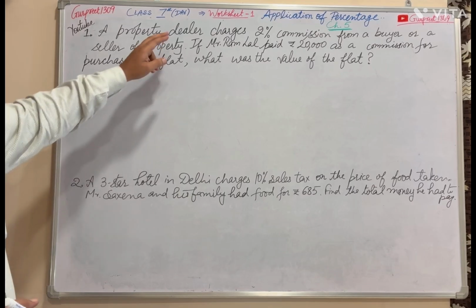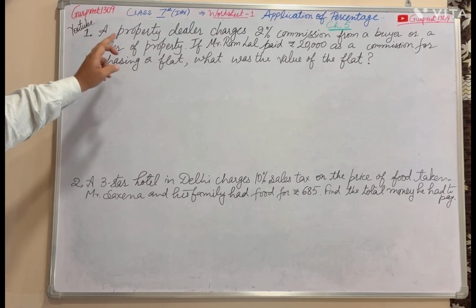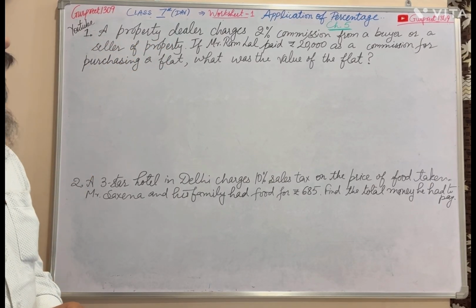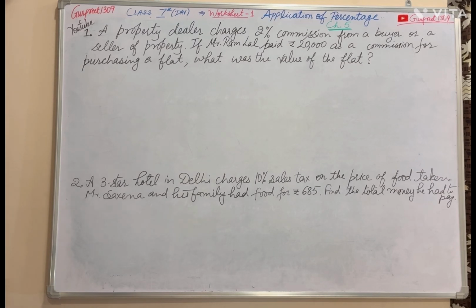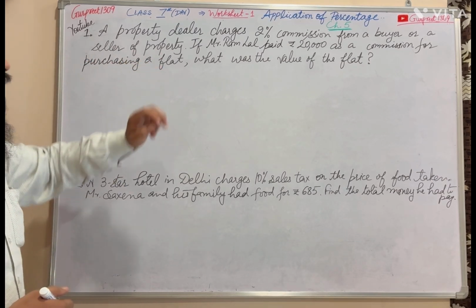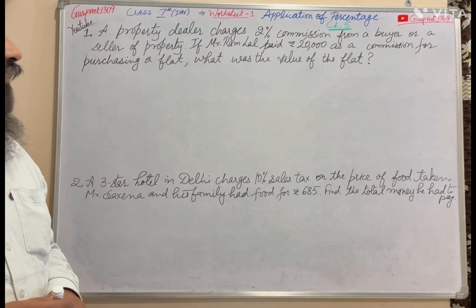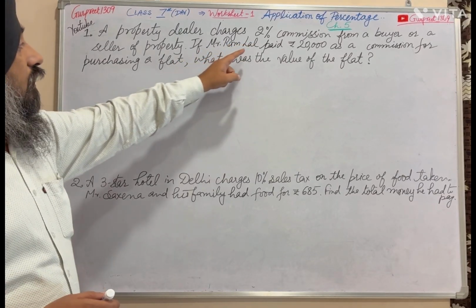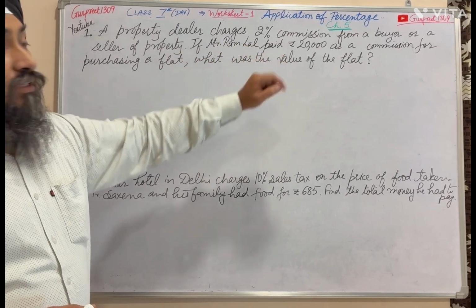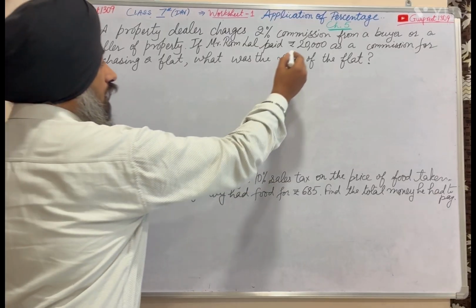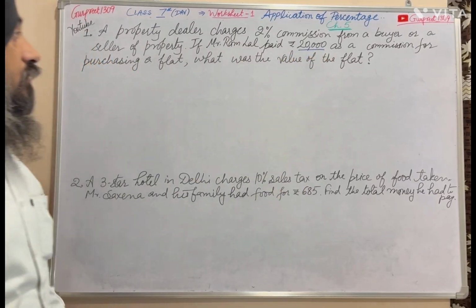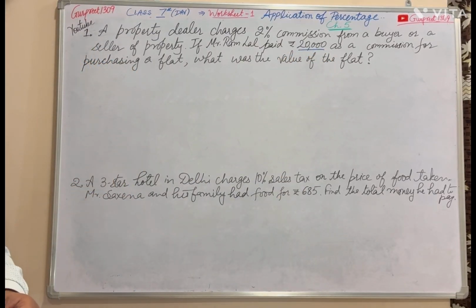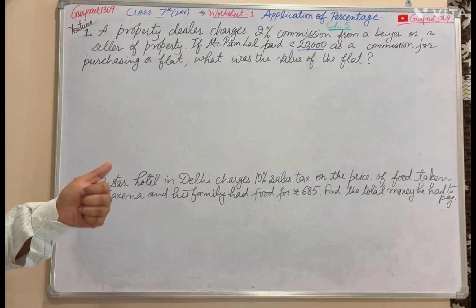A property dealer charges 2% commission from a buyer or a seller of the property. So a property dealer carries a 2% commission. Mr. Lal has paid 20,000 as a commission for purchasing a flat. Now what is the value of the flat?